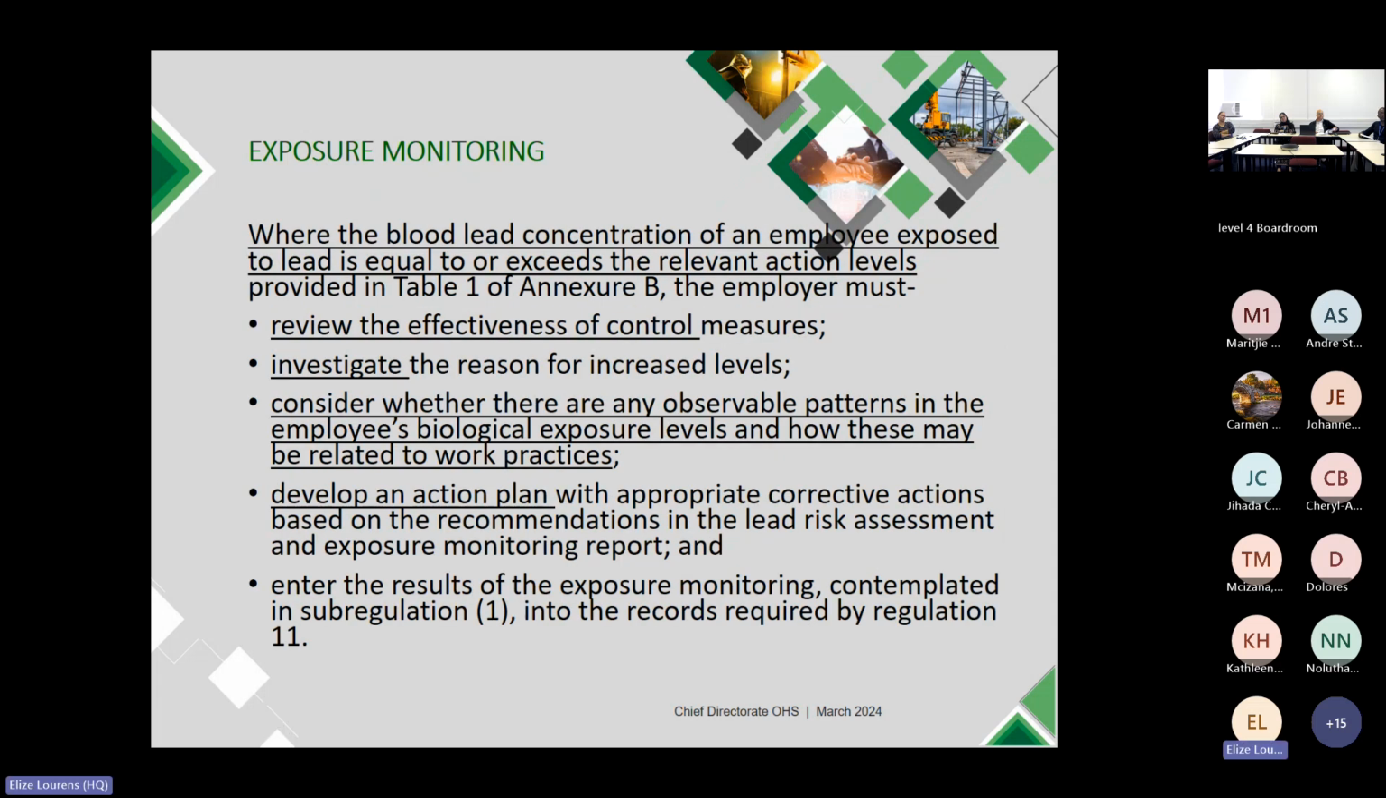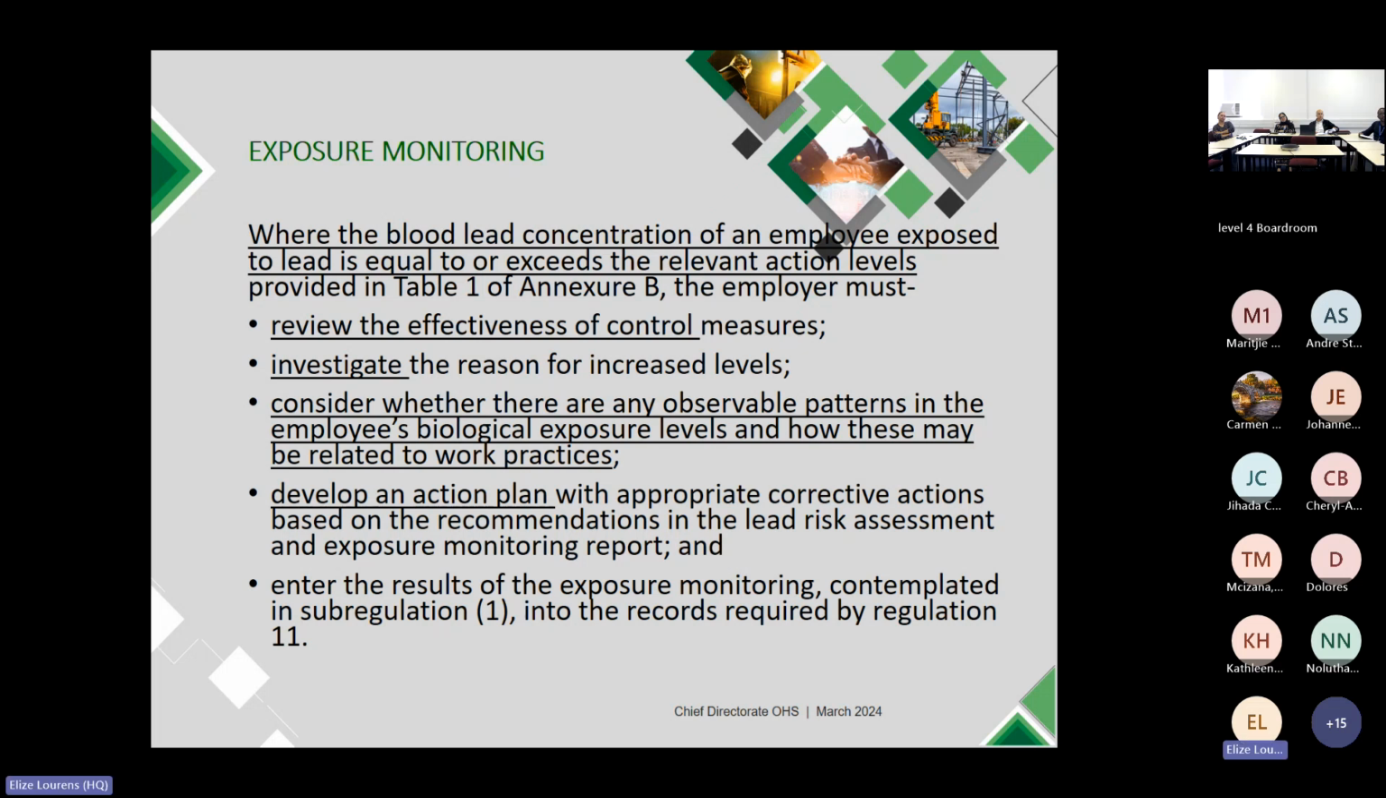Where blood lead concentrations of an employee exposed to lead are equal to or exceed the relevant action levels, a review of the effectiveness of control measures must be undertaken. Investigate the reasons for this exceedance, and consider whether there are any observable patterns in the employee's biological exposure levels and how these may be related to work practices.